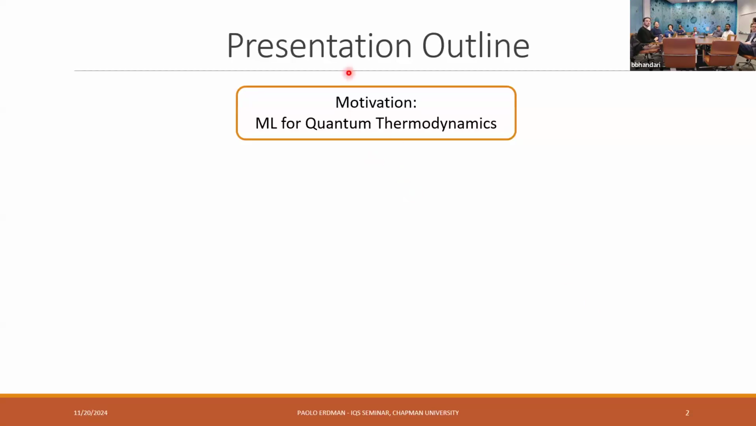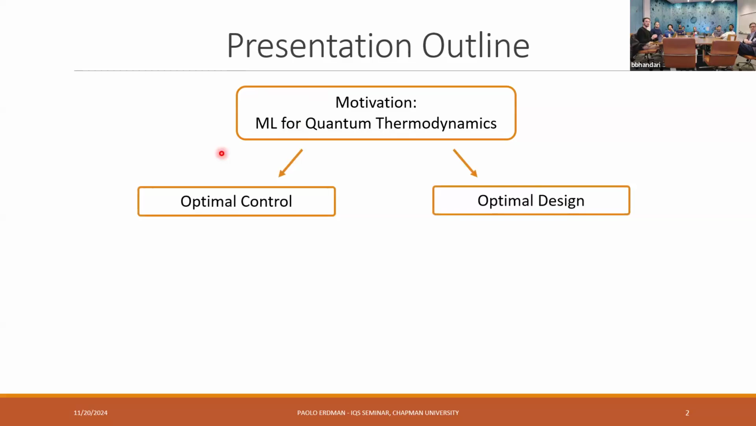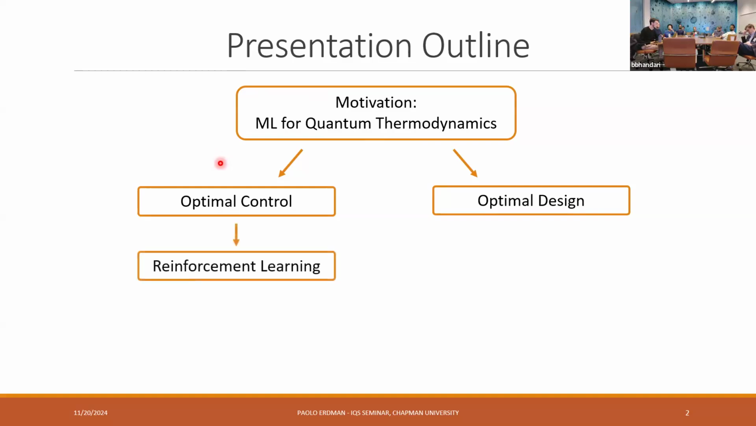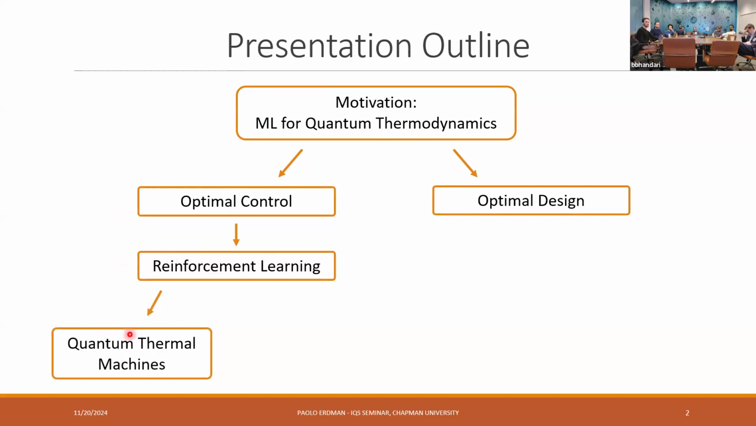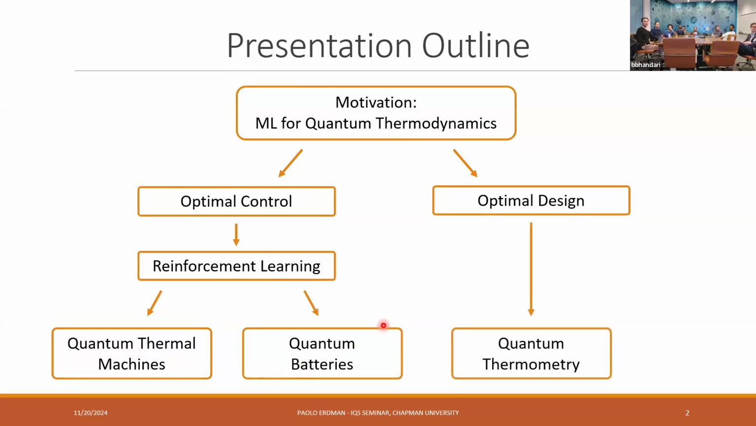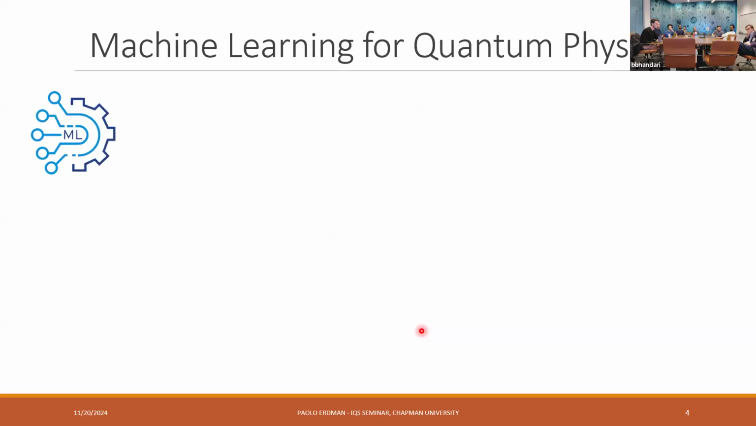As an outline, first I'll explain a little bit what quantum thermodynamics is and why we want to use these methods for it. Then I'll talk mainly about two different approaches. One is the optimal control and the optimal design of quantum devices, and I'll explain better what I mean. In the optimal control approach, we'll see how we use reinforcement learning to optimally control quantum heat engines and quantum batteries. And in the optimal design case, we'll see how we can design an optimal quantum thermometer. I'll explain all these concepts better.